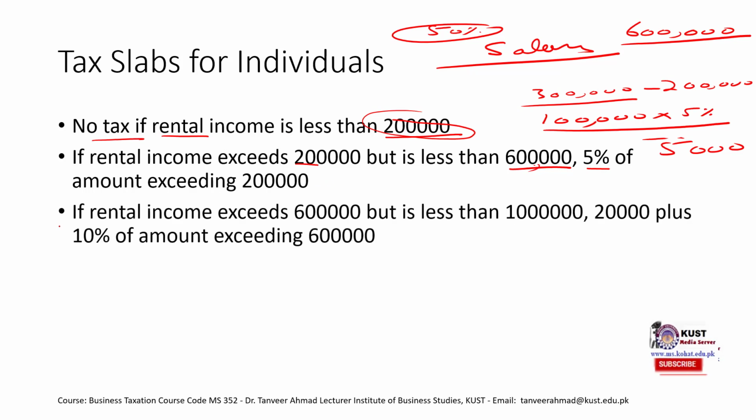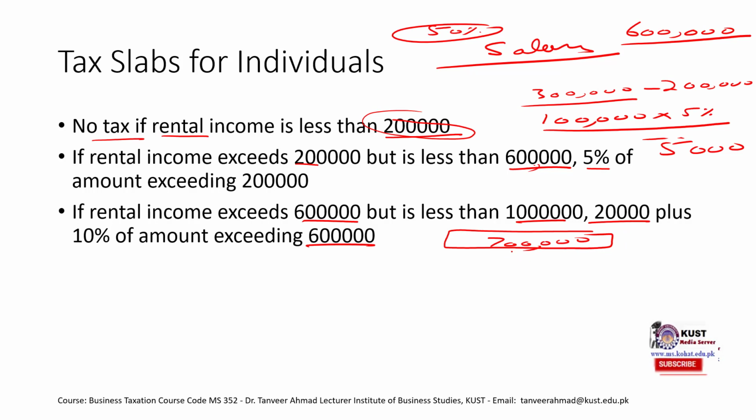So there are other slabs, and they go in the same pattern. If the rental income is greater than 6 lakh rupees but less than 10 lakh rupees, then there would be 20,000 rupees plus any amount exceeding 6 lakh rupees. So let me do this one, and the next one would be similar to this. Let's just say someone's income is 7 lakh rupees. So it is higher than 6 lakh rupees and less than 10 lakh rupees.